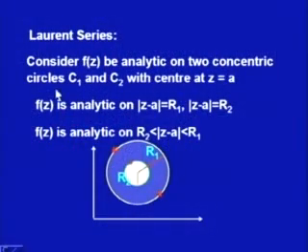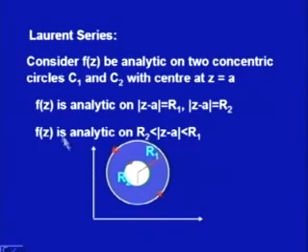Now let us say we have a function f of z which is analytic in two concentric circles C1 and C2 with center at z is equal to a. The idea here is that this function f of z may not be analytic at some points inside the bigger circle of radius r1. Then all those points can be enclosed in a smaller circle of radius r2, and the function will be analytic throughout in this annular region.